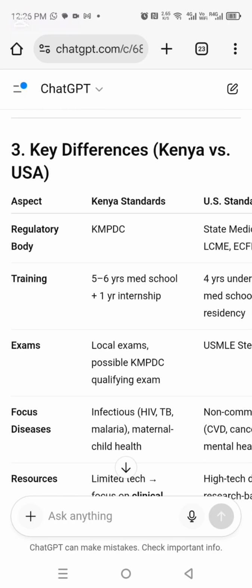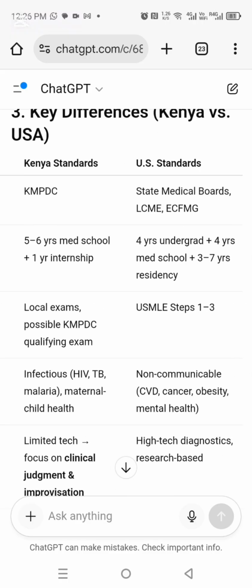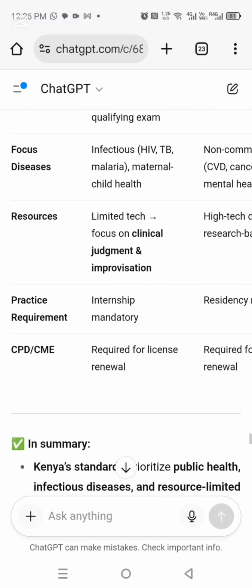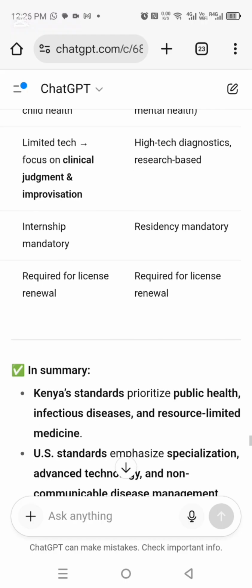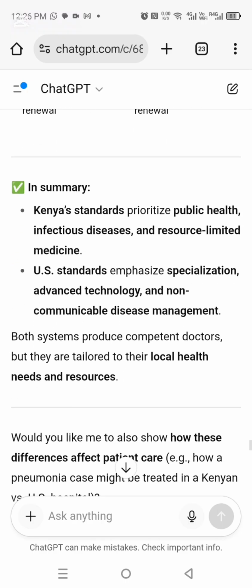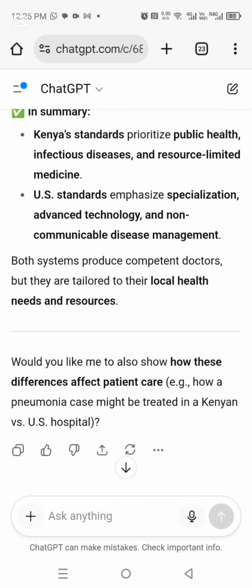So anyway, these are the key differences. You can check them out later. Kenya standards prioritize public health, infectious disease and resource-limited medicine. US standards emphasize specialization, advanced tech, and non-communicable disease management. Both systems produce competent doctors, but they are tailored to their local health needs and resources.